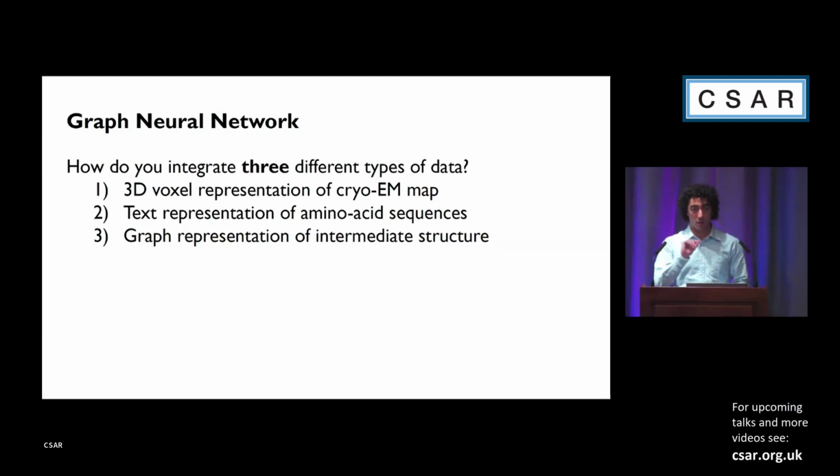You have a text representation of what the protein sequences are in your protein. And then you have the graph representation of basically the initial points of your protein, which is also predicted in an earlier stage of the model. And you have to get all these things to talk to each other and output an atomic model that looks very different from each of the inputs.